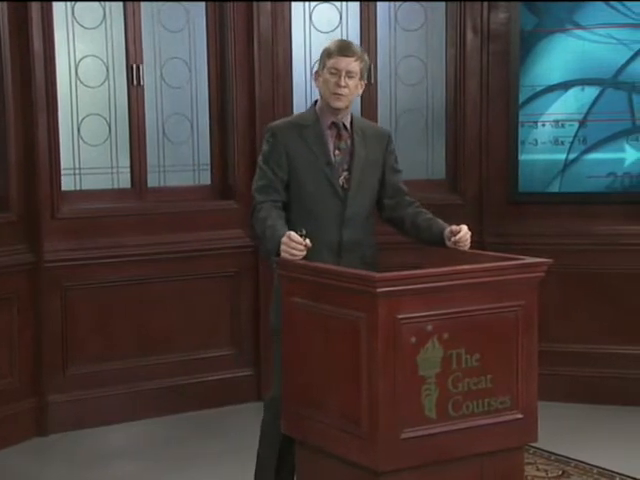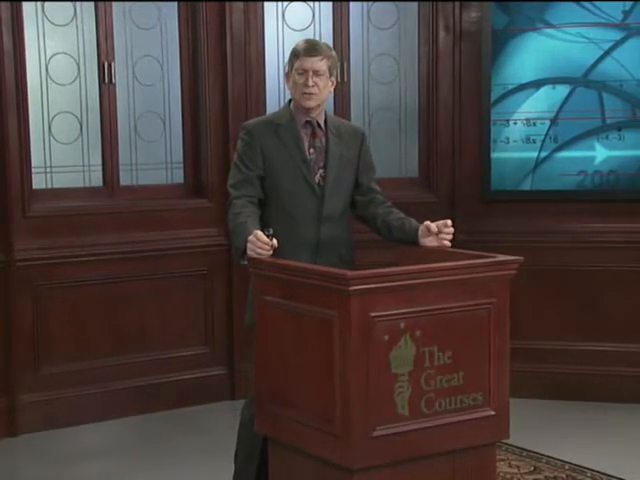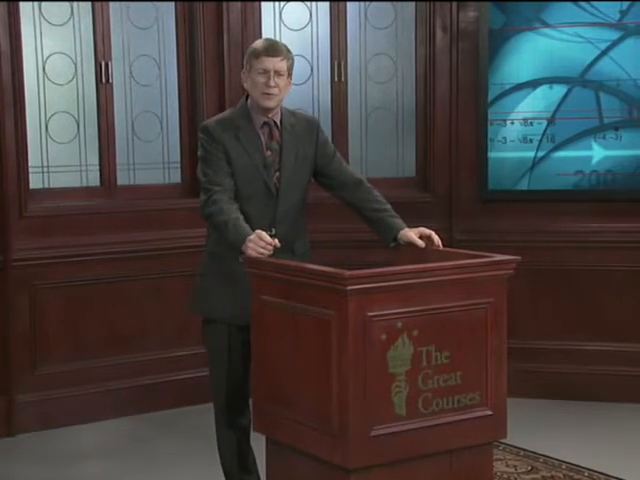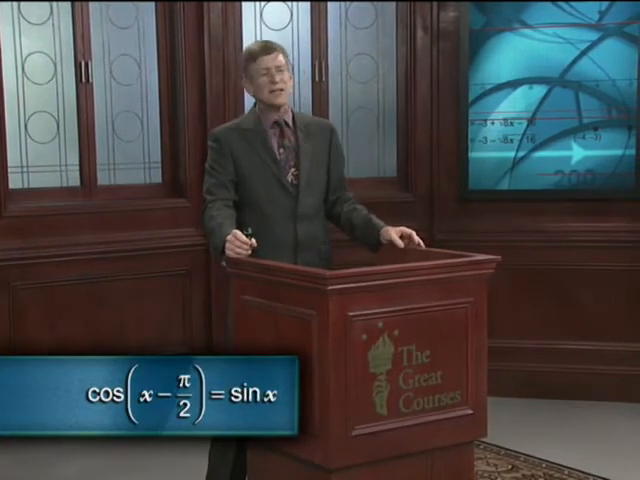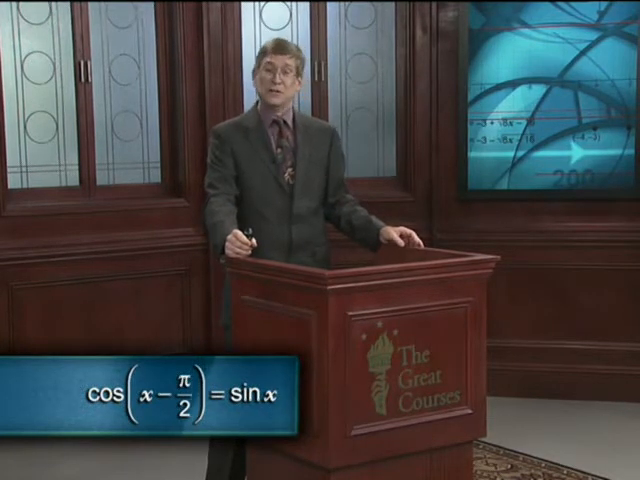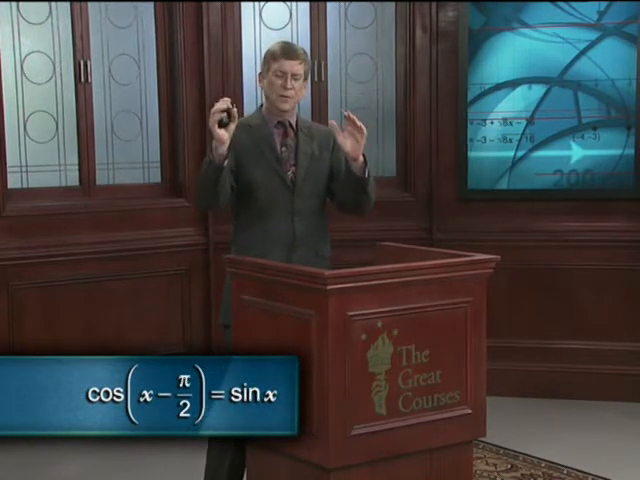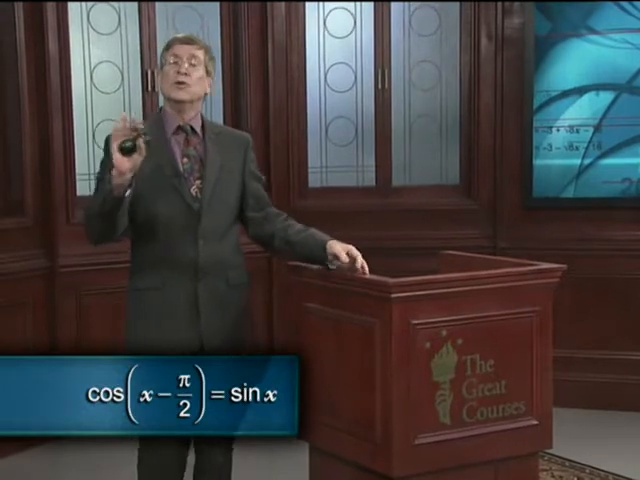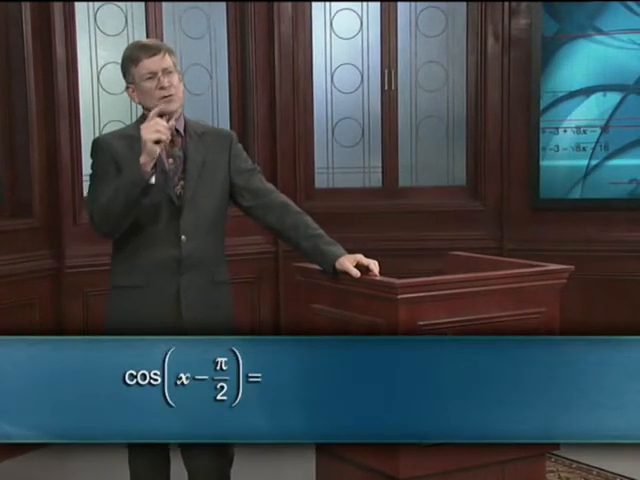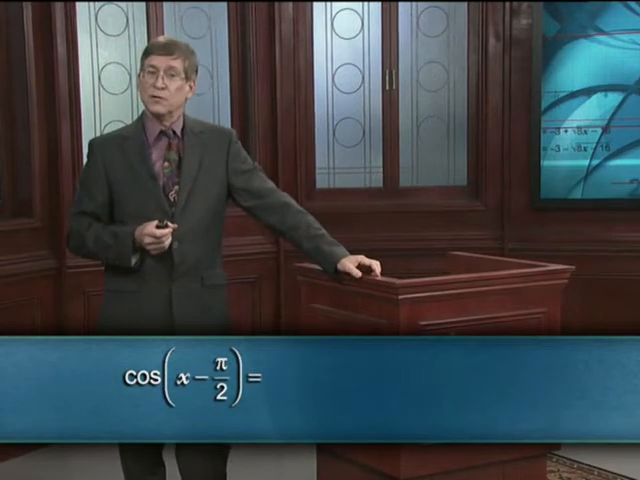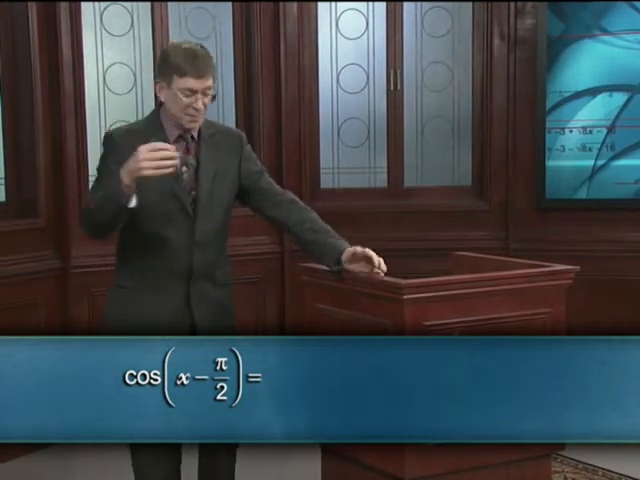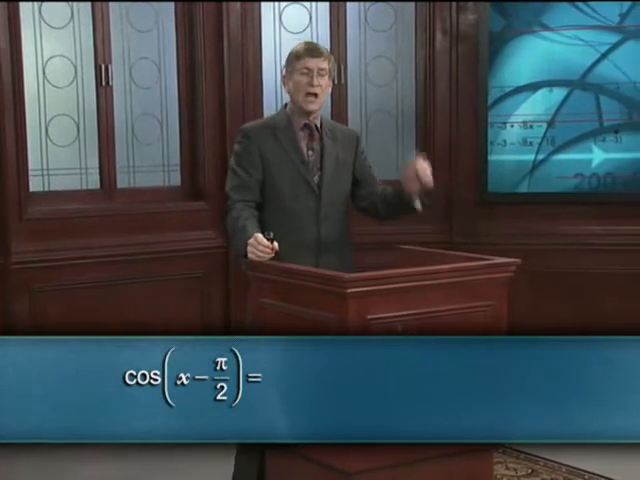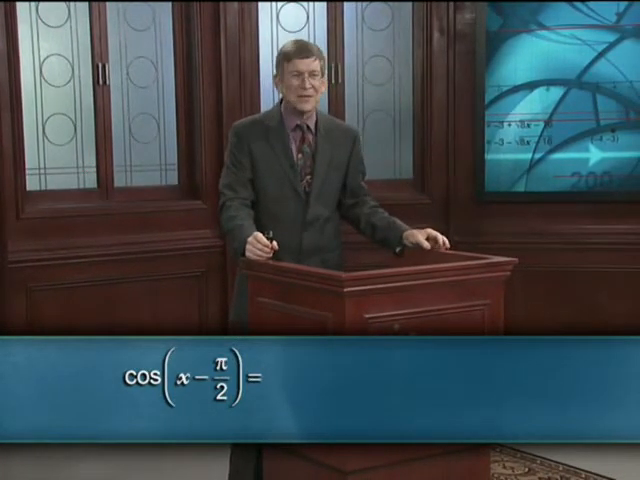Okay. Let me use the cosine formula to verify something we saw earlier dealing with the cofunctions of complementary angles. Remember, we talked about the cosine of x minus pi over 2 is the same as sine x. And we kind of illustrated that with a right triangle. Let me prove it using our new cosine formula. I'm going to start with the left-hand side, cosine of x minus pi over 2, and do some mathematics and end up with sine x. I'm proving this identity.